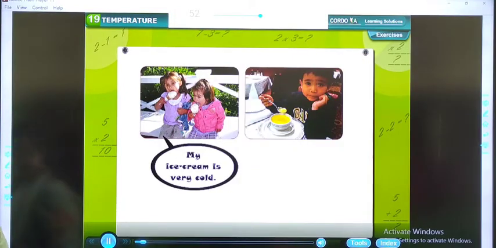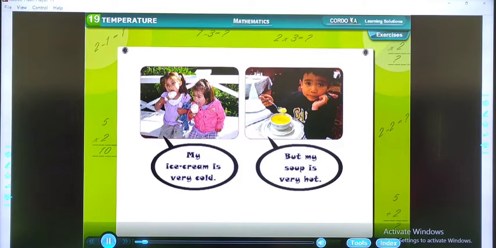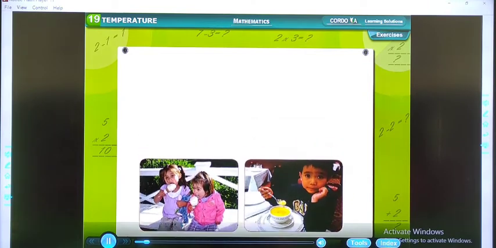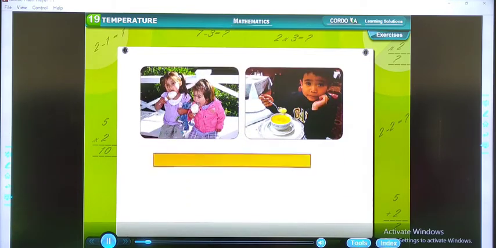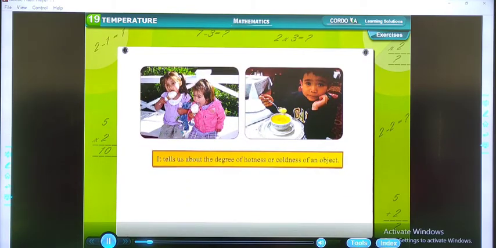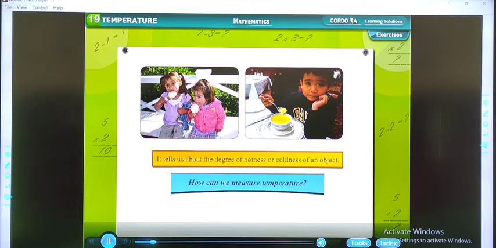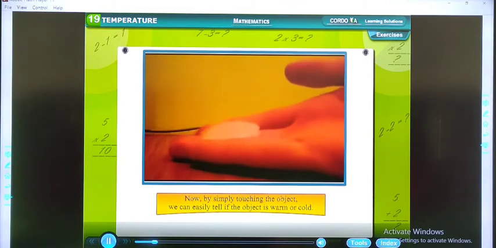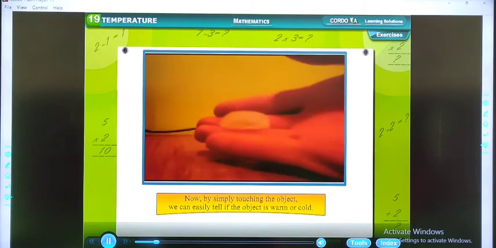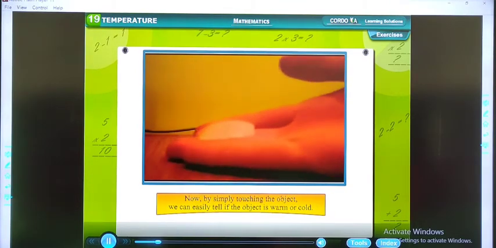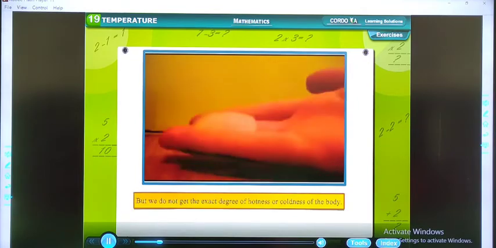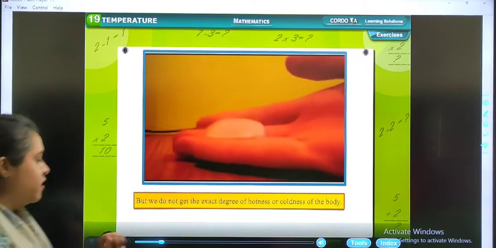My ice cream is very cold, but my soup is very hot. Temperature is another important aspect of our lives. It tells us about the degree of hotness or coldness of an object. How can we measure temperature? By simply touching the object, we can easily tell if the object is warm or cold. But we do not get the exact degree of hotness or coldness.